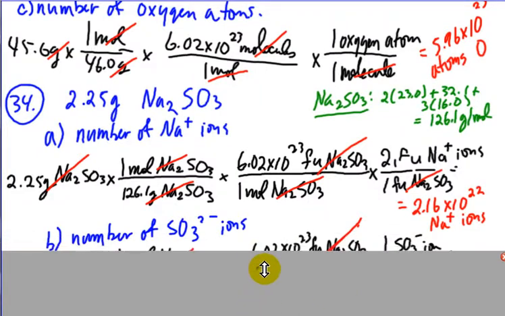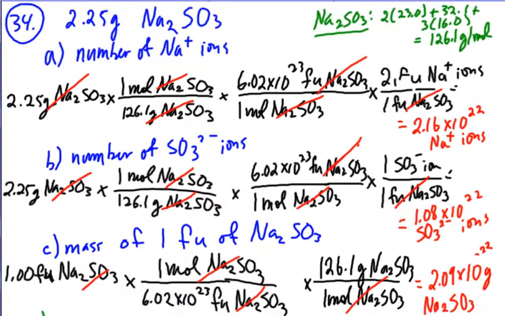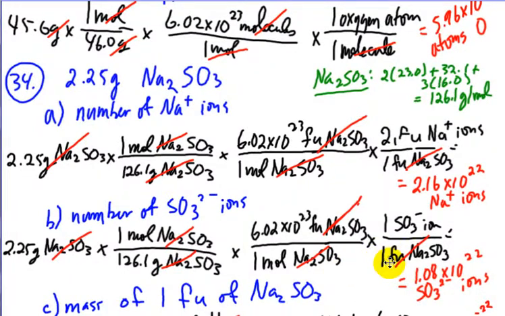How many sulfite ions? And sulfite is the whole SO3 group. It has a total charge of 2 negative if you look in your periodic table. And you can see here for every one of these I have 1 sulfite. So the only thing that changes again is that last part. 1 formula unit has 1 sulfite ion.